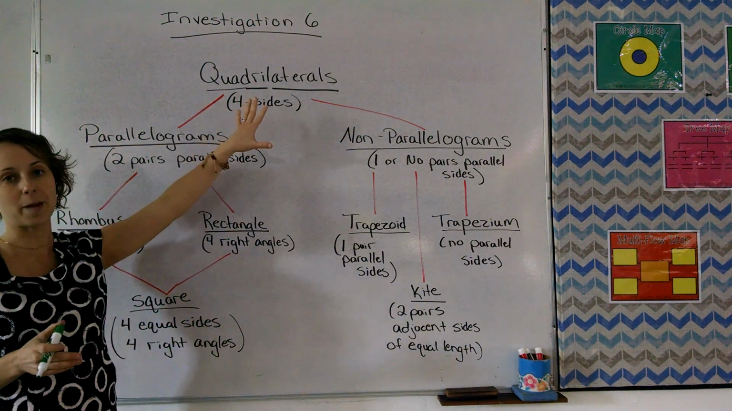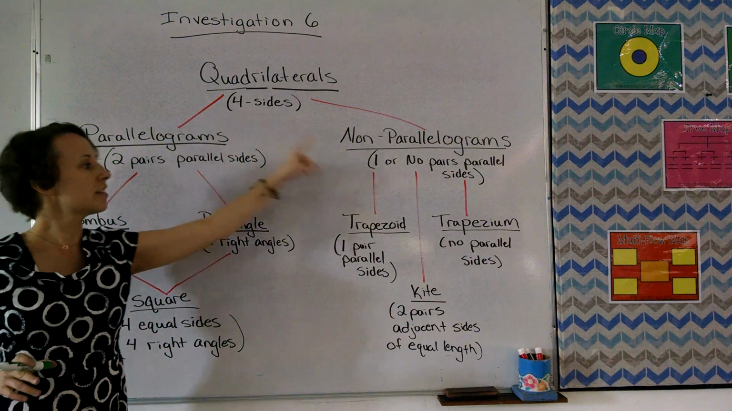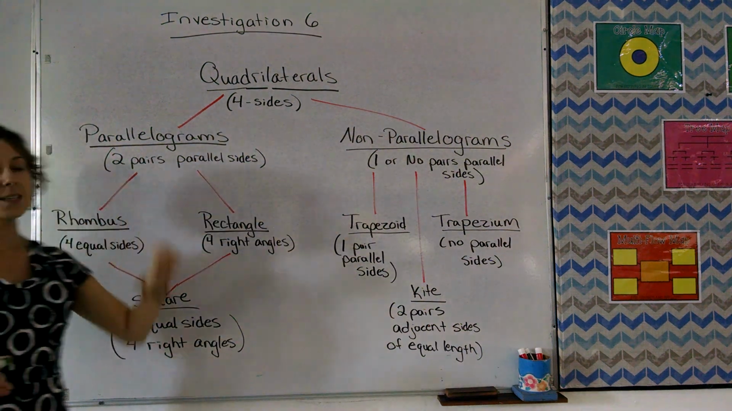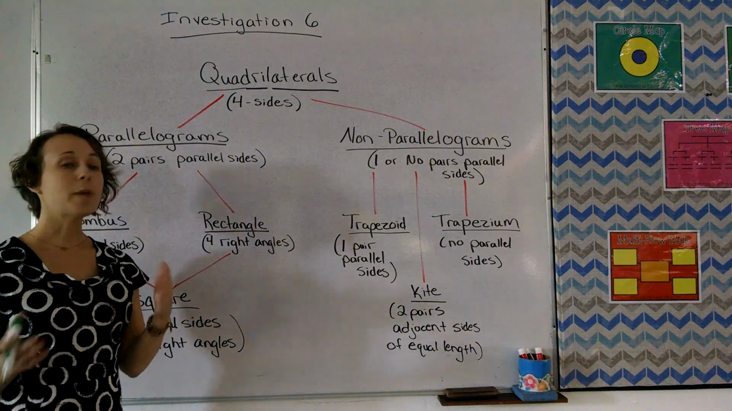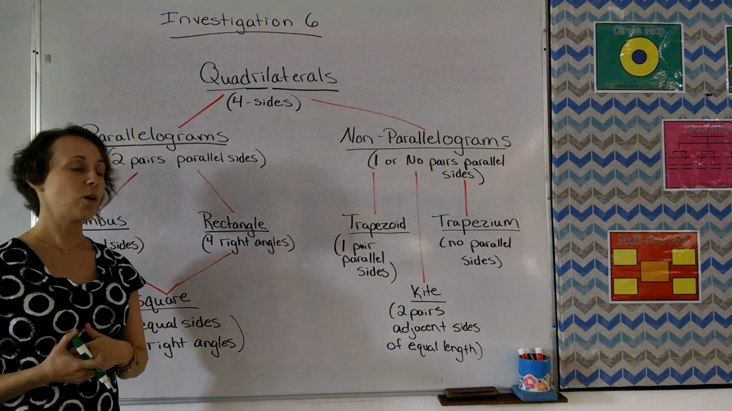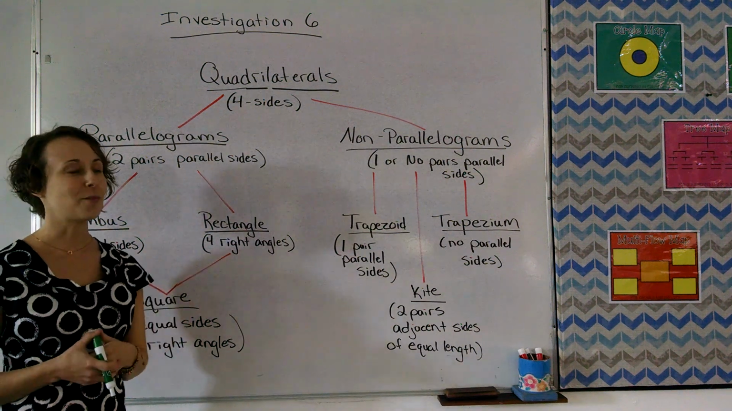This is a way of grouping all of our different shapes that have 4 sides. Turns out there's a lot of different kinds, and sometimes it helps if we group them together to help us remember. You may need to watch this video more than once, one time to copy down the tree, and a second time to go back and better understand the information.